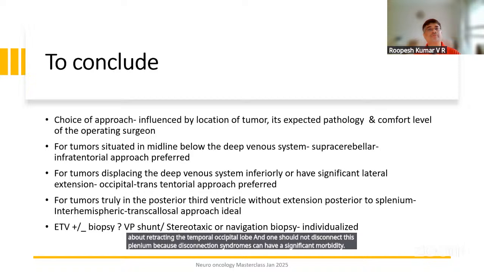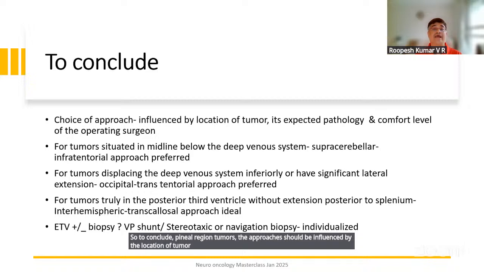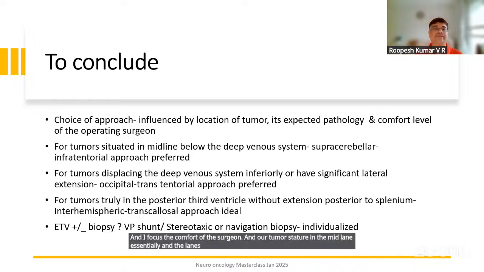So to conclude, for pineal region tumors, the approaches should be influenced by the location of the tumor, the extent, and of course the comfort of the surgeon. For a tumor situated in the midline, essentially, with the veins displaced above, I think the supracerebellar approach is good enough. If the tumor is significantly supratentorial, and more lateral than posterior, a modified Poppen is good enough. And for tumors deep inside the third ventricle, I think the anterior intrahemispheric transcallosal approach. But Goyal has already described oblique approaches for these tumors, and the lateral supracerebellar is also good enough, and for a completely lateral tumor, like the one shown, that also can be done.